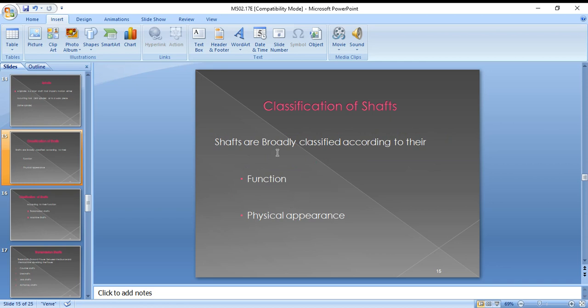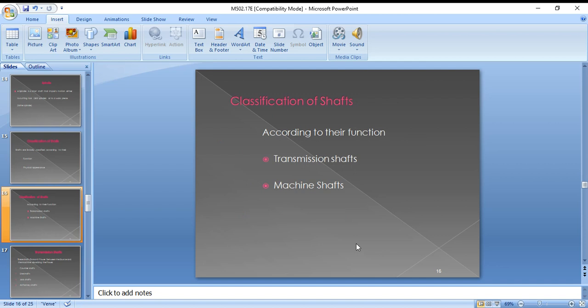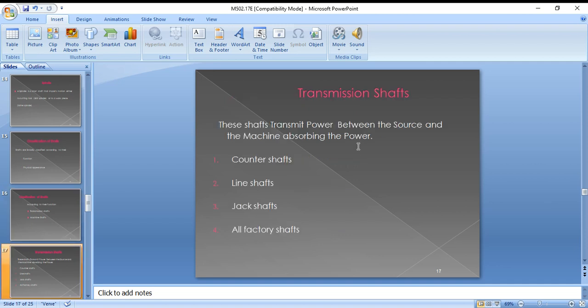So shaft is basically classified according to two criteria: function and physical appearance. According to function, it has transmission shaft and machine shaft. Transmission shaft consists of counter, line, and jack shafts.